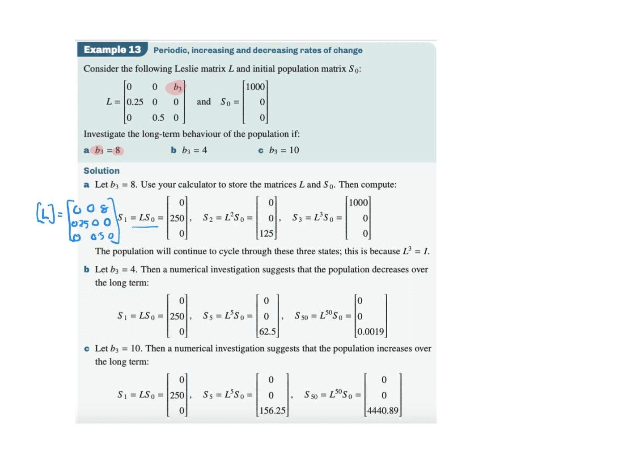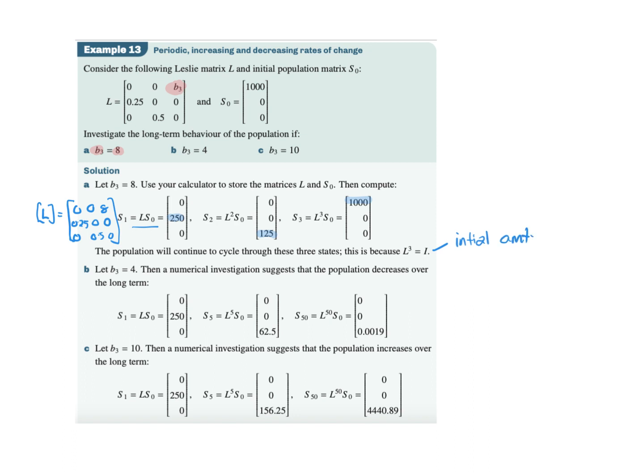So you can see that when they did that, you started off with 1,000, then you had 250 in the second age group, then in the second year you had 125 in the last age group, in the third year you were back to 1,000. So they might just say to do these, and then they'll say comment on it. That means after 3 cycles, the population is going back to its initial amount. Okay, so after 3 cycles, it goes back.